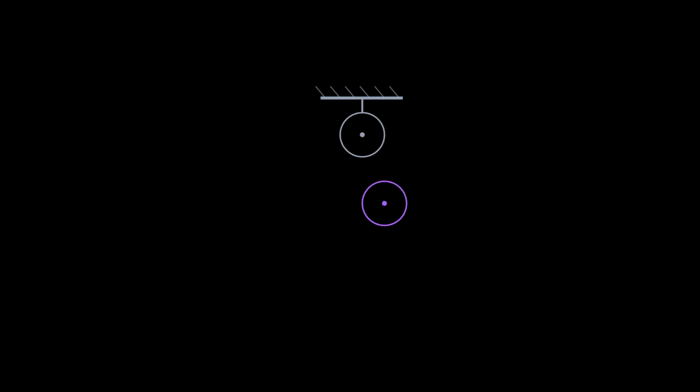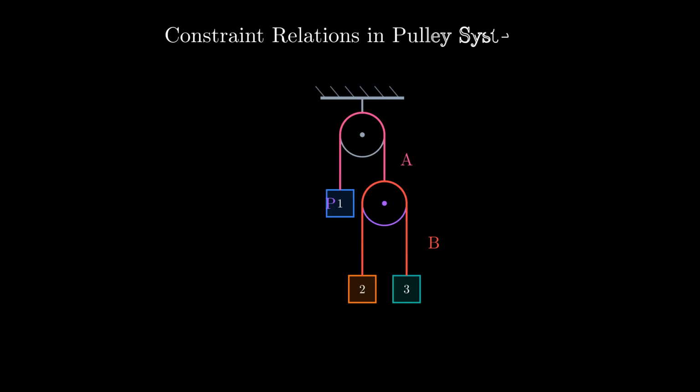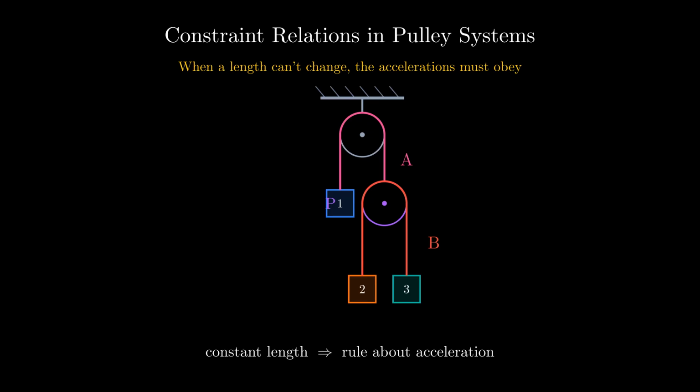Here's a system of 3 blocks, 2 pulleys, and 2 strings. It looks like it should take a pile of information to solve, but the strings can't stretch. That single fact, a length that cannot change, is enough to lock the 3 blocks' accelerations together before we write down a single force. Let's turn a constant length into a rule about acceleration.